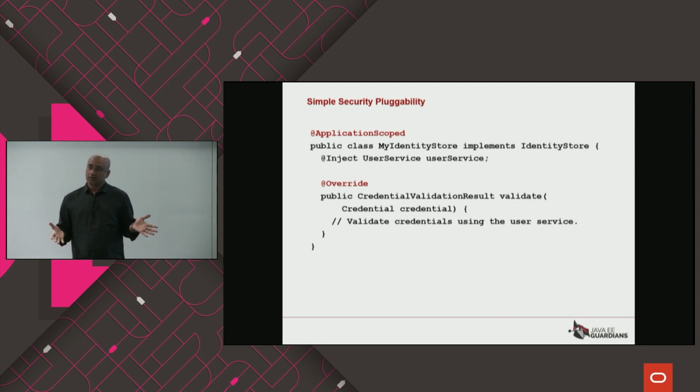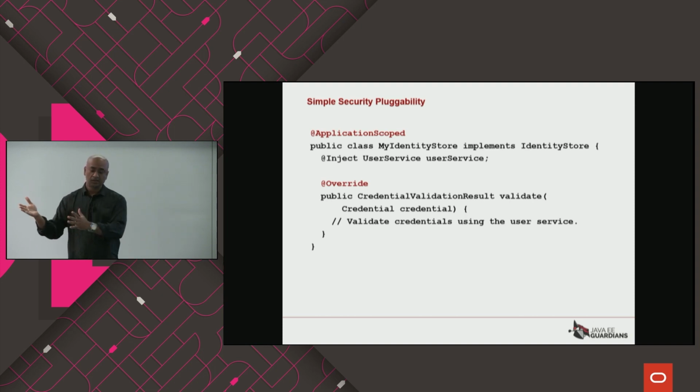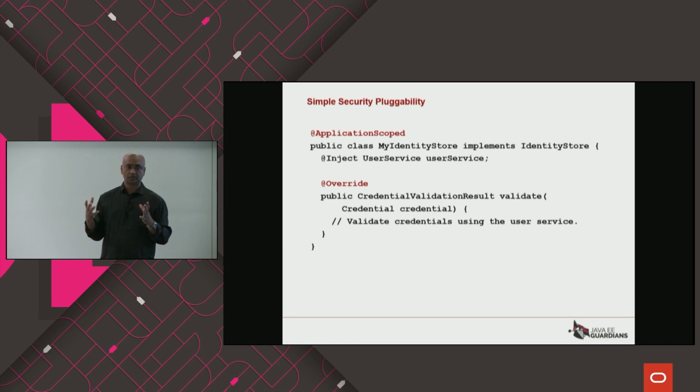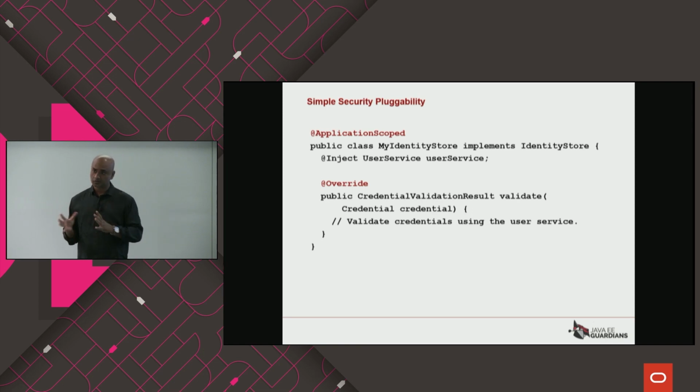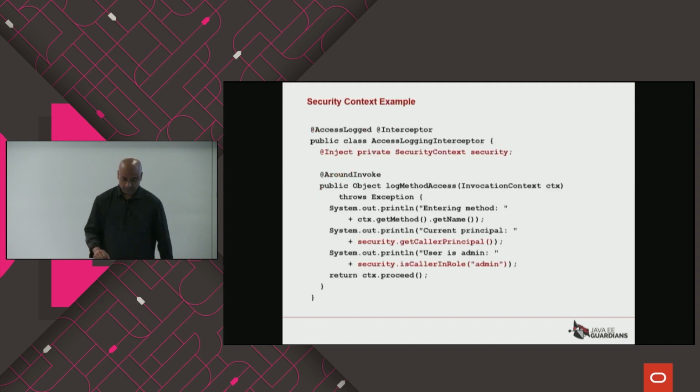You can just create an application scoped bean that implements the identity store interface, and the identity store interface has one single method called validate that takes the credentials. Usually the credentials are username and password, but it could also be a certificate. Then you do whatever you need to do, and you provide the credential validation result, namely whether the validation was successful and what the approved roles are, or the logged in roles, for this user. So very, very dead simple extensibility in terms of security providers.